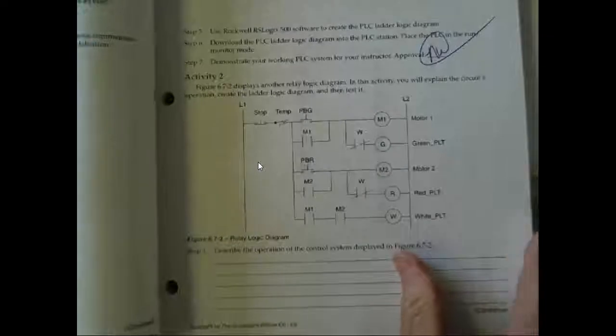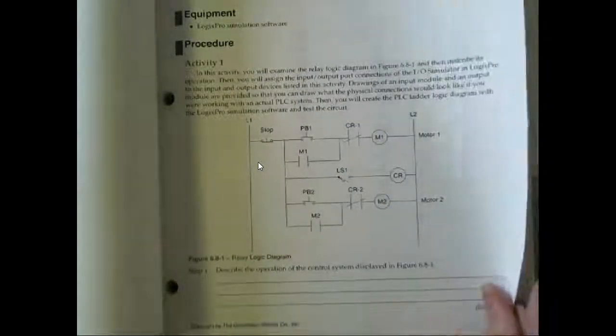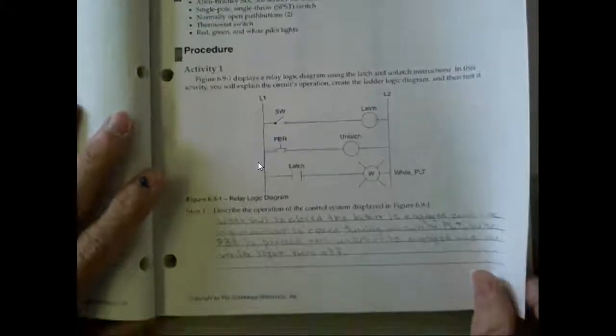And I think, is that the last one for chapter 6? No, this is a logic probe. So 6-9, we're going to use our latching and our unlatching relay coils. Everybody okay on those? So you can use push buttons on both of these. It's no big deal. In fact, that's what I would do instead of using the switch.